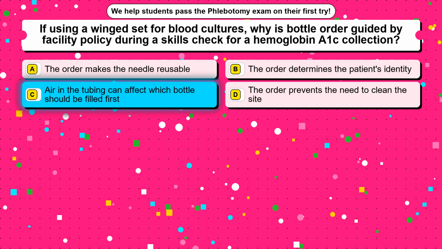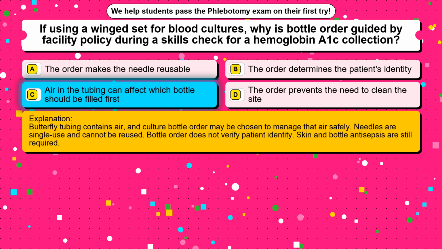The correct answer is option C. Air in the tubing can affect which bottle should be filled first. Butterfly tubing contains air, and culture bottle order may be chosen to manage that air safely. Needles are single-use and cannot be reused. Bottle order does not verify patient identity. Skin and bottle antisepsis are still required.